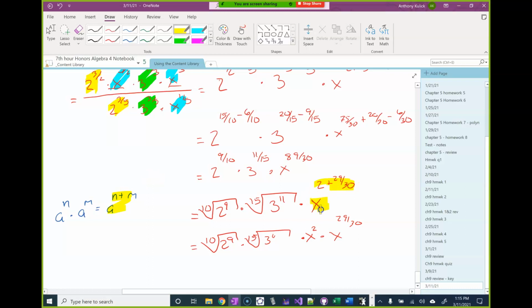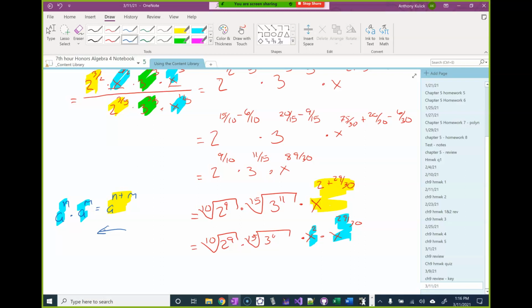So this is like that side, and then this is like that side. So I'm kind of just using this to go that direction. You guys see that now?